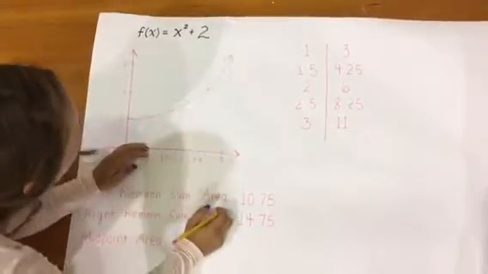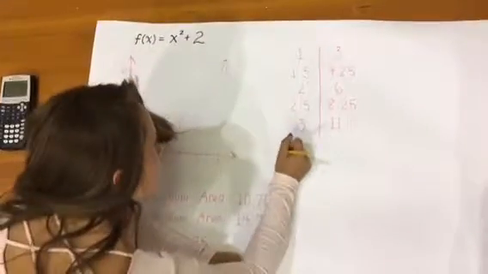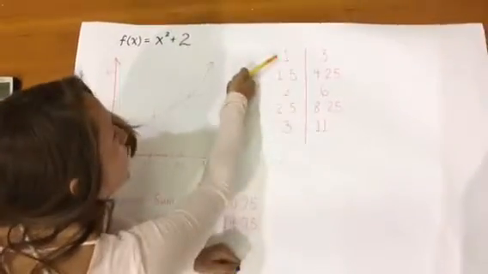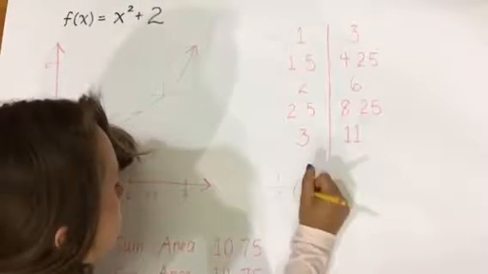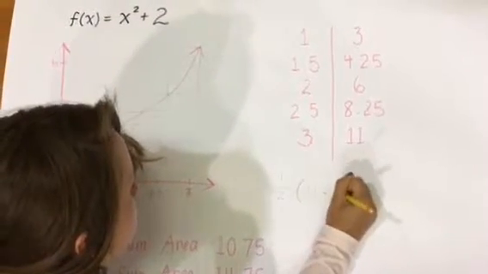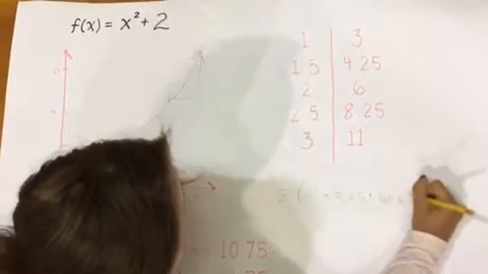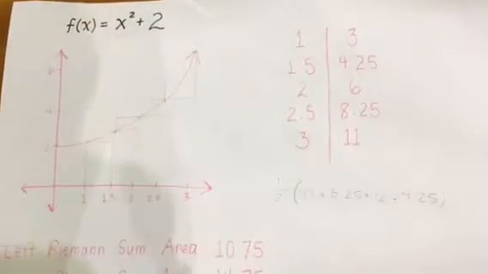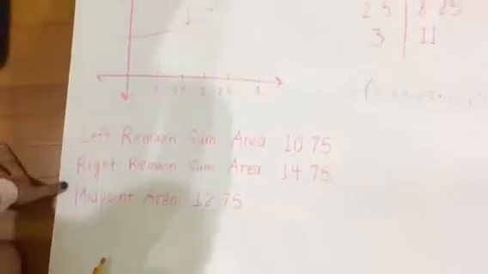So then for our equation, we do the same thing with the table and the 1/2. And instead of using 1, we're going to use 3 because we started from the right. So it'll be 11 plus 8.25 plus 6 plus 4.25, and you're going to get 14.75.